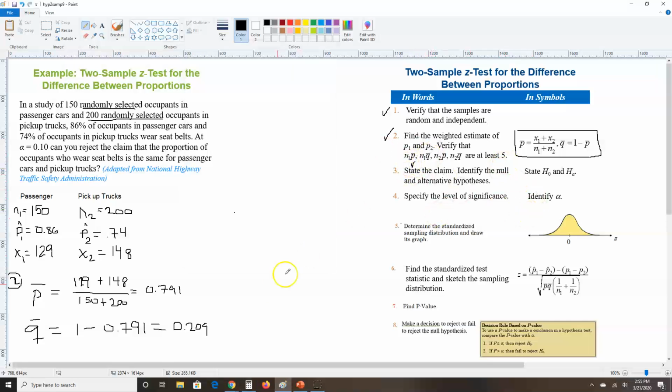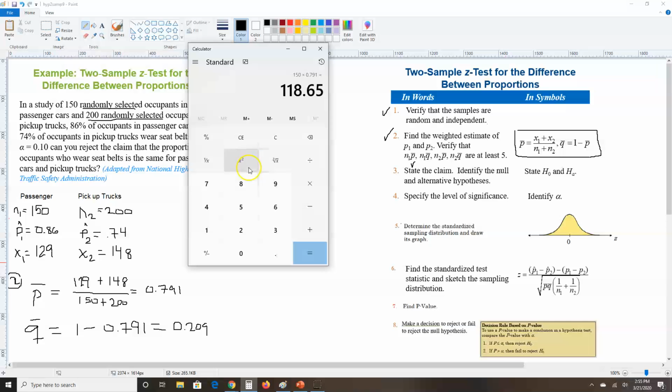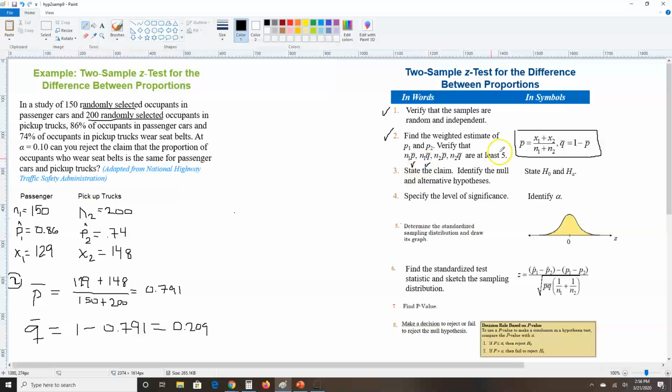Now I need to do N1 times Q bar. So same thing again. N1, 150, times Q bar, 0.209. Did I get more than 5? Yes. Why more than 5? Because that's what it says right there. So I did N1 P bar, N1 Q bar.